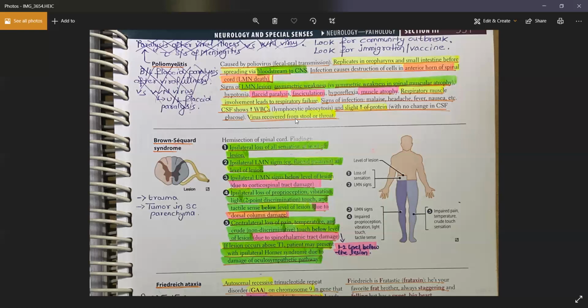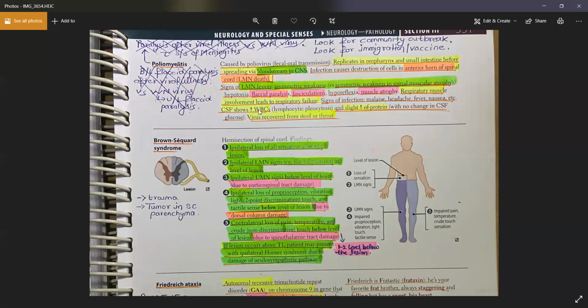So tell me, how can you differentiate between poliomyelitis and the West Nile virus meningitis? Because in both cases, I'm having a CSF which is showing high WBCs, increase in protein and normal glucose. That means all the signs of viral meningitis like headache, fever, CSF will be there. Signs of lower motor neuron lesion will be there, could be asymmetric, could be symmetric in both the conditions. So how can you differentiate between poliomyelitis and the West Nile virus?